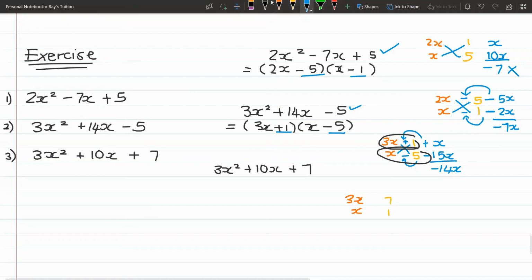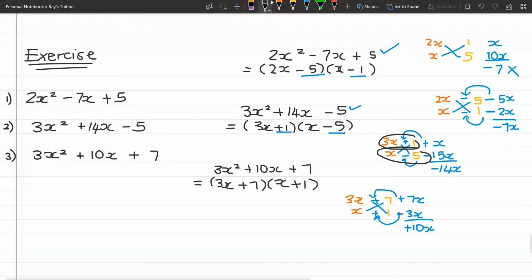The next step is to cross multiply. So that's 7x, and this here is 3x. And what we would want is a positive 10x. How do we get that? By a positive 3 and a positive 7. So this here is positive, and that is positive. So checking, a positive times a positive is positive, so that's right. So then our answer is 3x plus 7 times x plus 1.